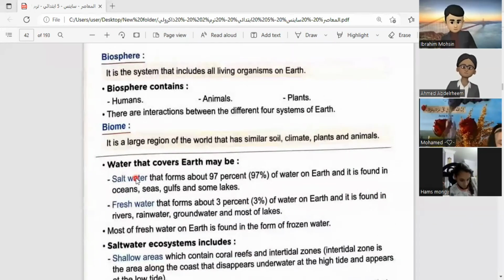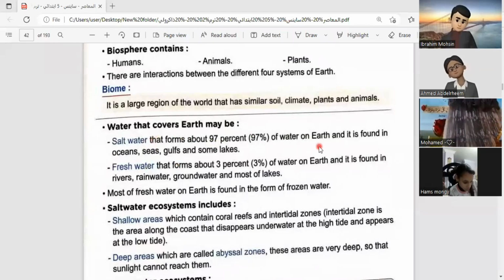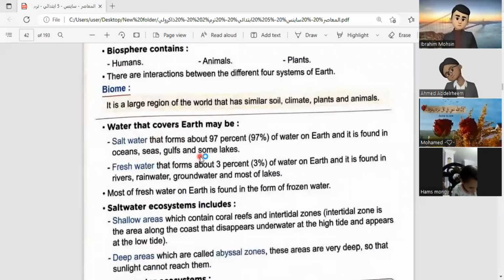Water that covers Earth may be salt water or fresh water. Salt water forms about 97% of water on Earth, and it's found in oceans, seas, gulfs, and some lakes. Fresh water forms about 3% of water on Earth, and it's found in rivers, rainwater, groundwater, and most lakes. Most of the fresh water on Earth is found in the form of frozen water. Okay?